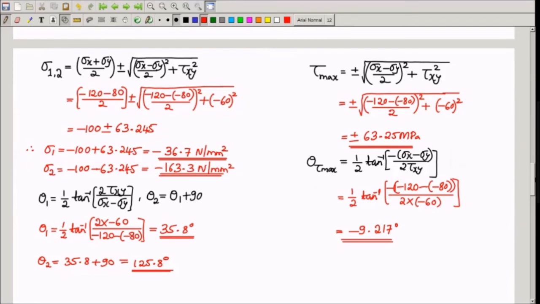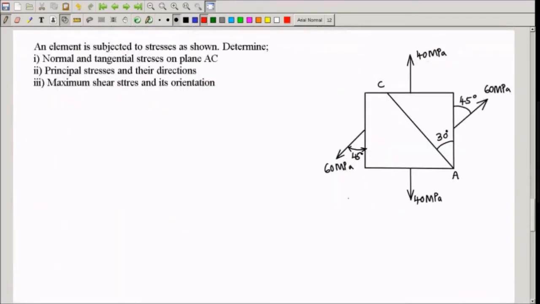We'll take up one more problem. Now the difference here is he has not given sigma x directly. You have to calculate sigma x first. See, sigma y is straightforward. It is 40 MPa. So we have to resolve this 60 MPa stress into two components like this. One component will be like this. This is sigma x actually.